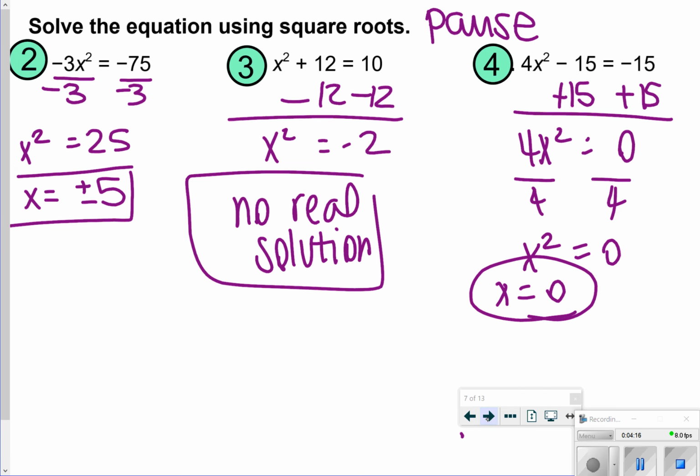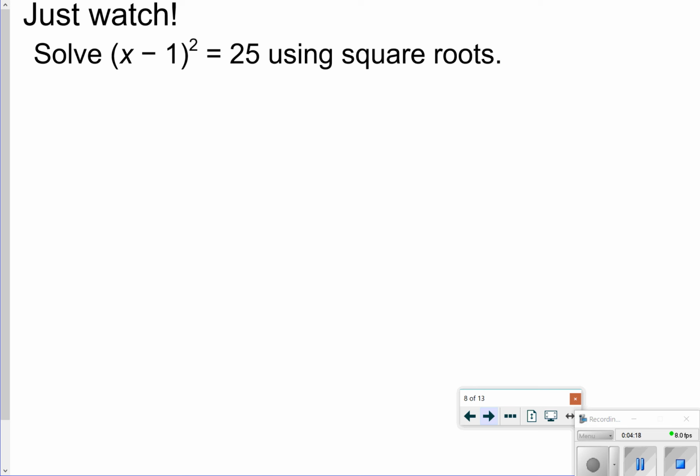Okay? The next thing we're going to look at is what happens when we get something that looks like this, where we have a binomial being squared. So I have (x minus 1) squared is equal to 25. One thing you can do here is go ahead and find the square root of both sides. So I'm going to find the square root of (x minus 1) squared and the square root of 25. The square root of (x minus 1) squared is just x minus 1. And then the square root of 25 can be a positive 5, but it can also be a negative 5.